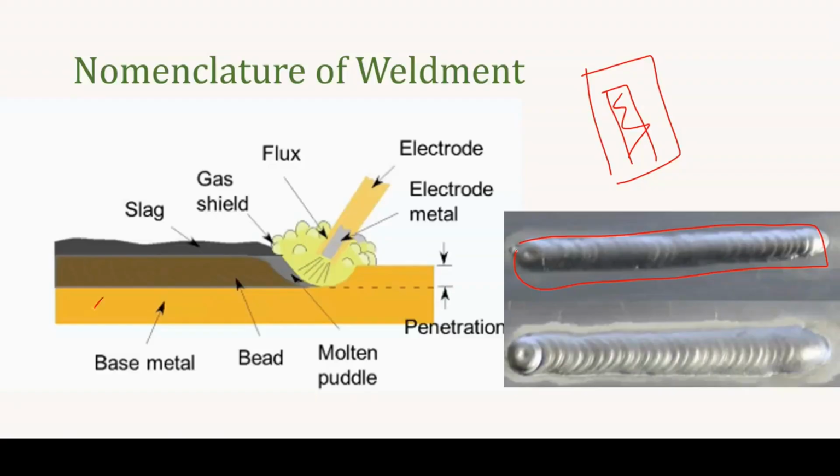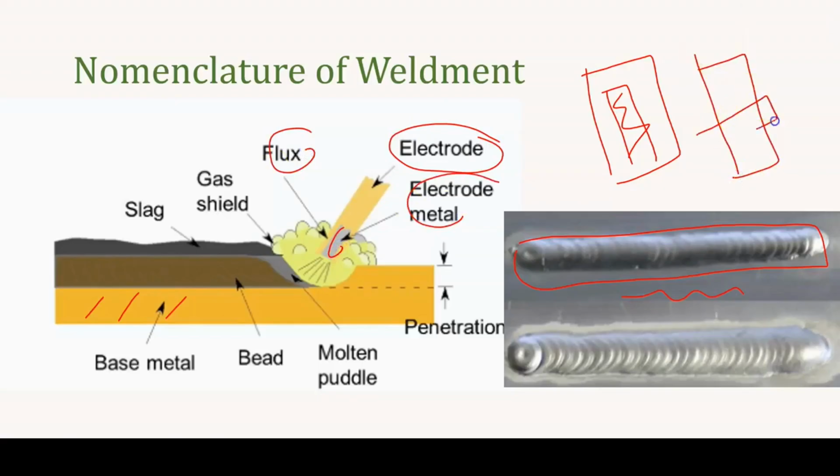Generally we will have a base material. This base material is where we are going to weld. And the next one is the electrode, right? The electrode will have a flux and the electrode metal, which is encapsulated. When we cut this electrode in cross section, we can see it like this, right? So we will have an electrode metal, and this electrode metal will melt. This electrode metal is covered by the flux, which always acts as a shield from the environment.